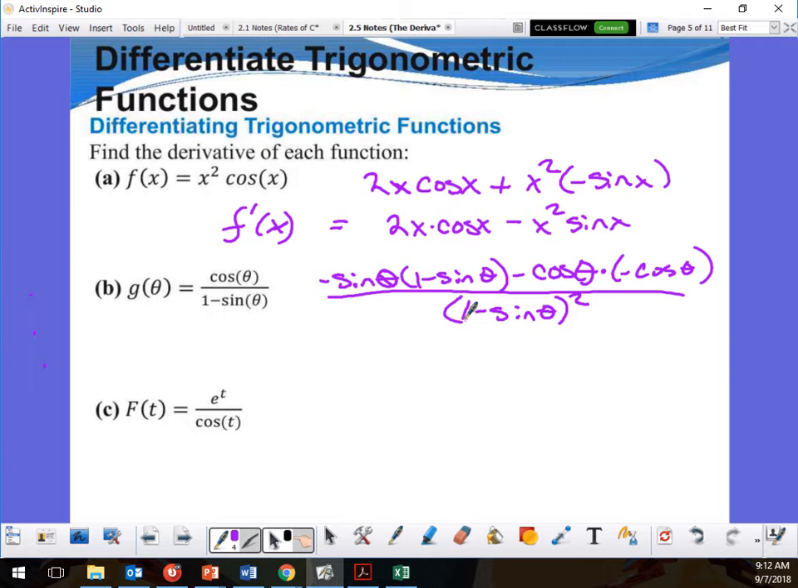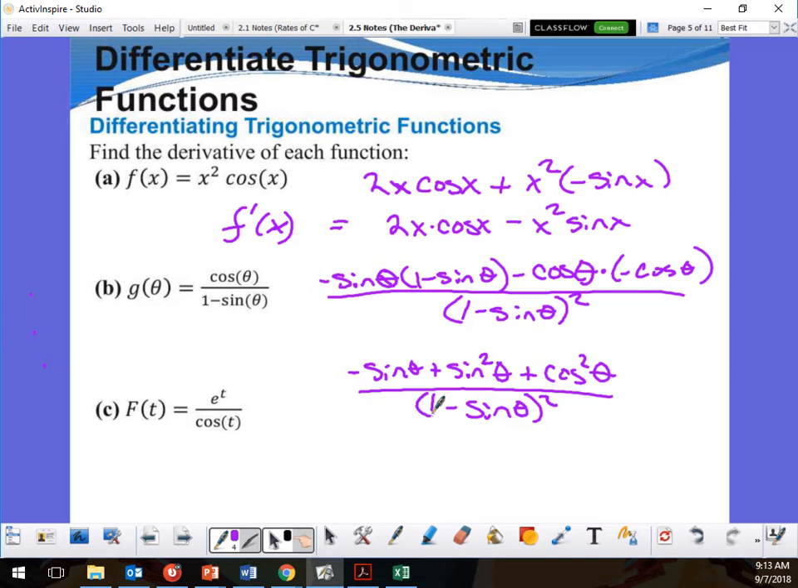Okay, so can we do some simplifying on this? Yeah, probably going to need to. So watch. I'm going to distribute. So it's going to be negative sine theta plus sine squared theta, plus cosine squared theta, all over 1 minus sine of theta squared. Now, is there one thing I could point out here?